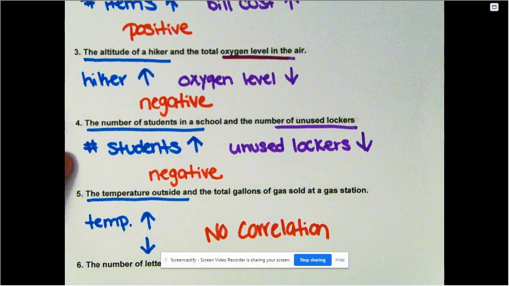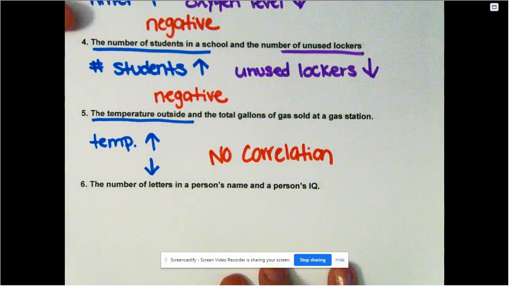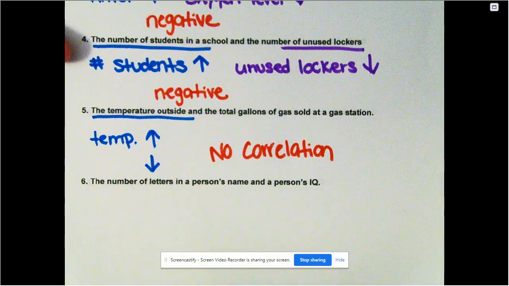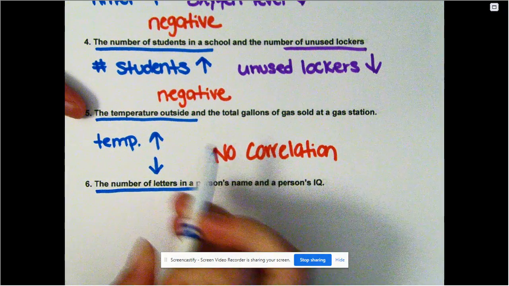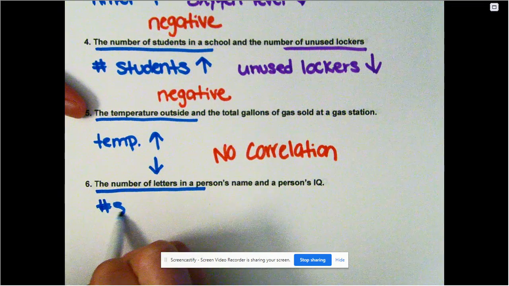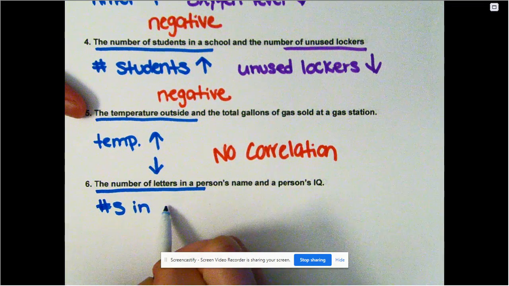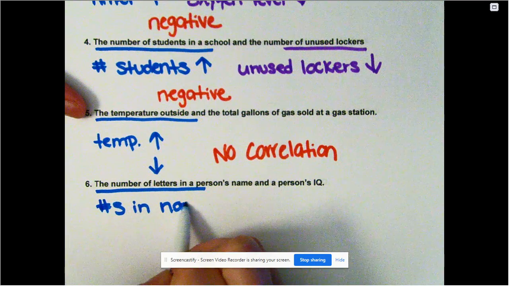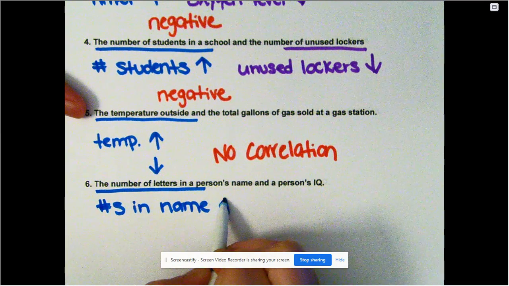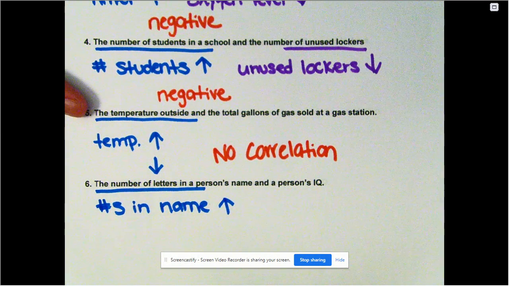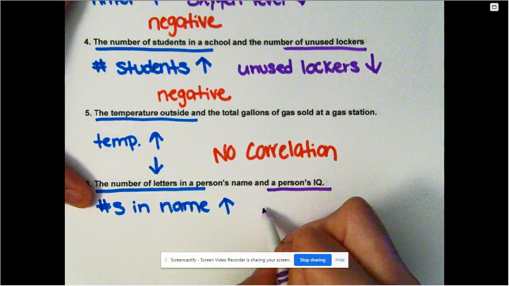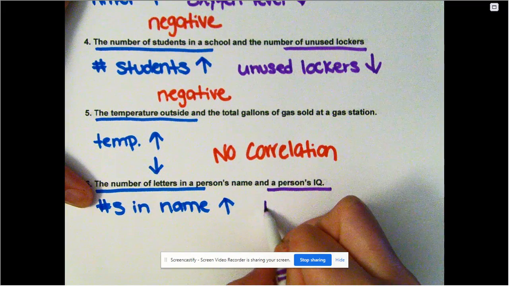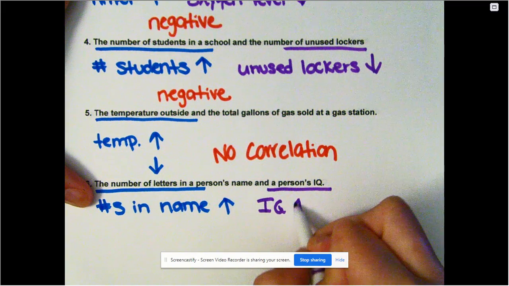Okay, on number 6, the number of letters in a person's name and the person's IQ. So just like I said, let's think about the first one increasing. The number of letters in a person's name, as that increases, what happens to that person's IQ? Just because the letters in somebody's name is higher, that person's IQ is higher? Is that true?